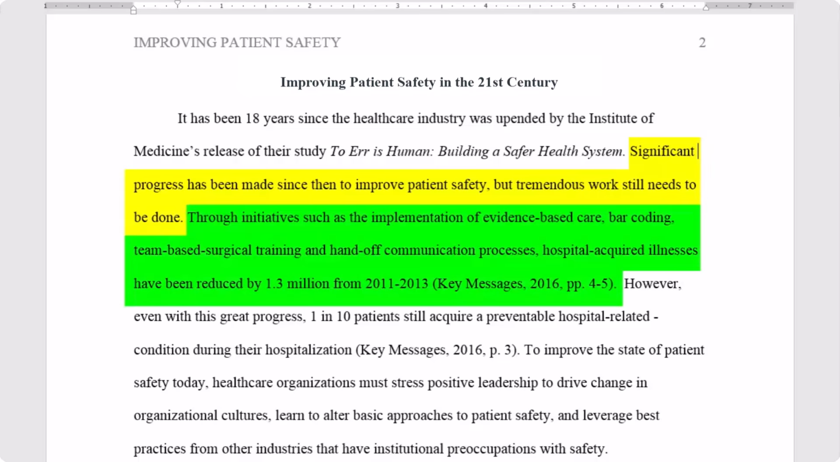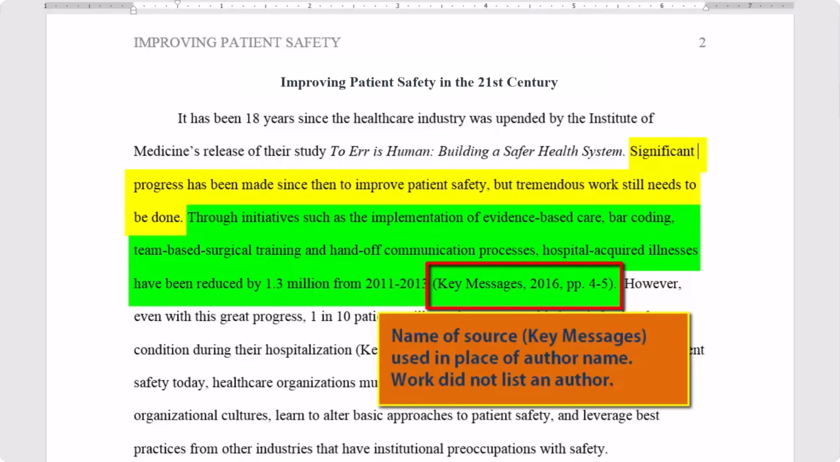Let's read. Through initiatives such as the implementation of evidence-based care, barcoding, team-based surgical training, and handoff communication processes, hospital-acquired illnesses have been reduced by 1.3 million from 2011 to 2013. Then, Marcellus provides an in-text citation for this exact information. Key Messages, 2016, pages 4 through 5.